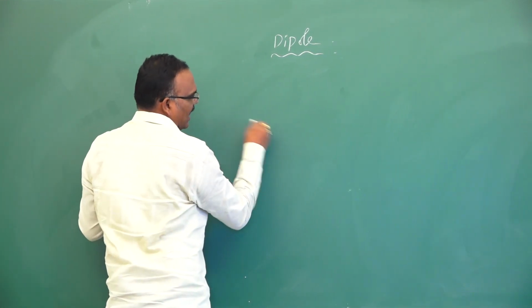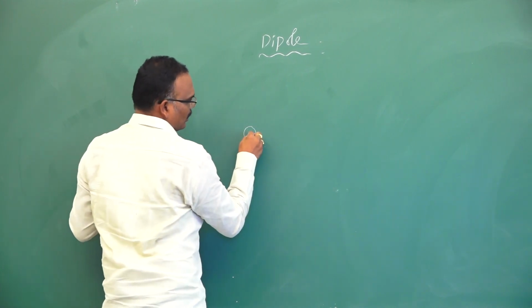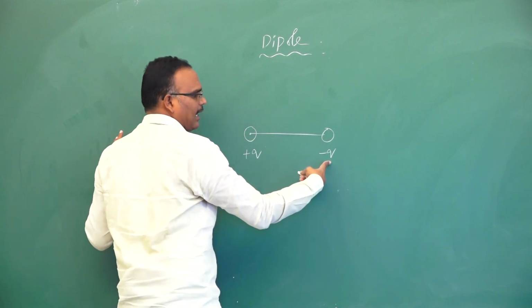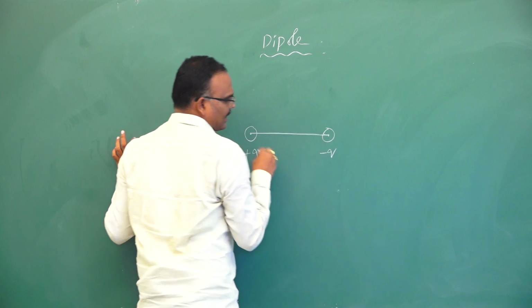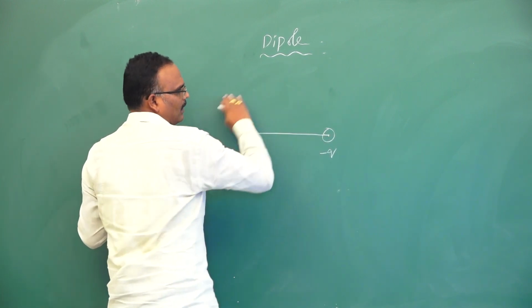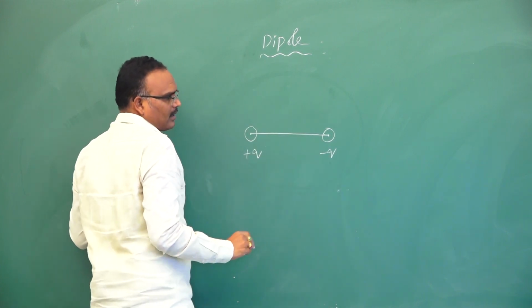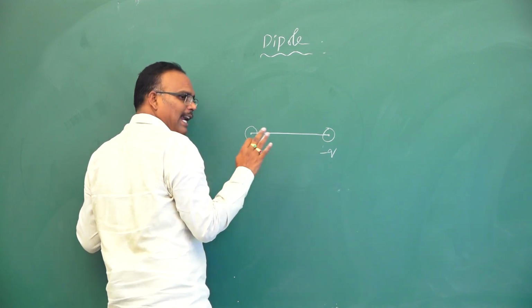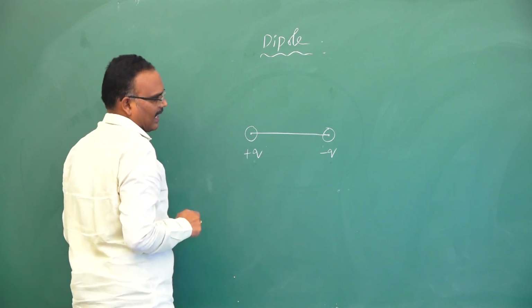Okay, this is one charge, say plus q. This is another charge, minus q. They are equal and unlike. Equal and unlike charges separated by a small distance is called a dipole. This entire system is called a dipole. In a dipole, this charge and this charge do not act independently. They are together now. That is the meaning.